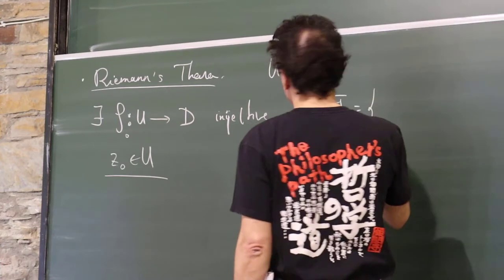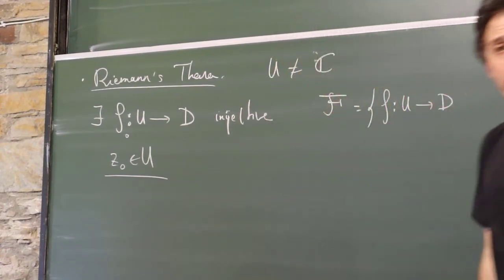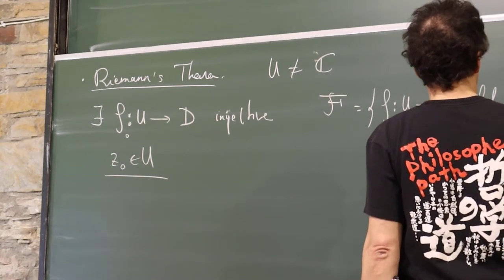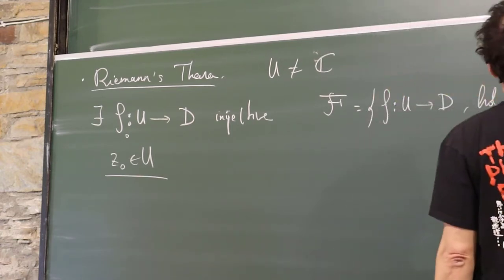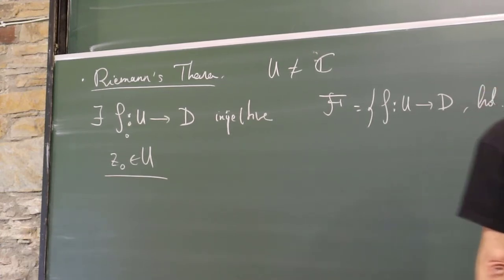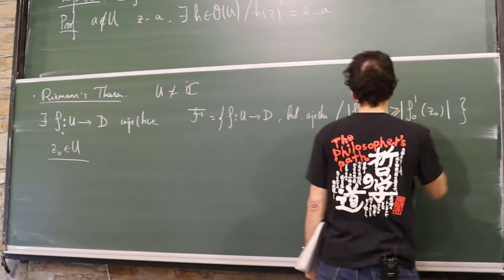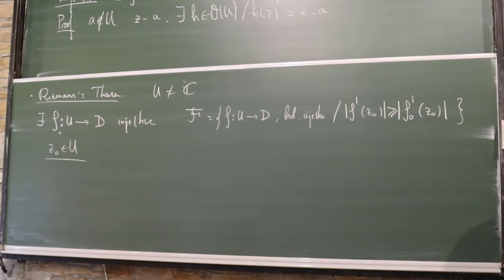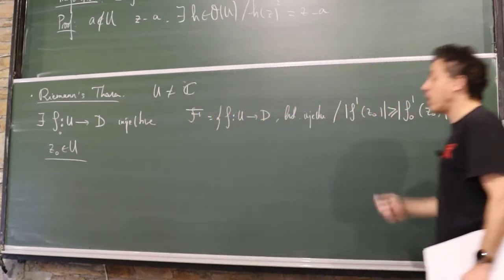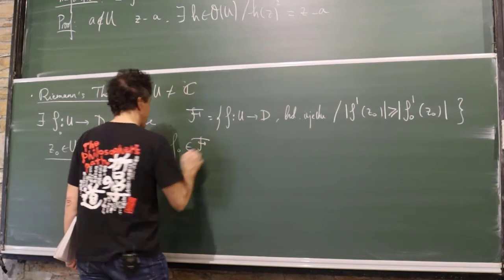Consider the family F of functions f from U to D, holomorphic, injective, and such that f prime of z0 is greater or equal than f0 prime of z0, where f0 is the preceding function. Consider this family. This is a non-empty family, as f0, of course, belongs to F. So this is non-empty.